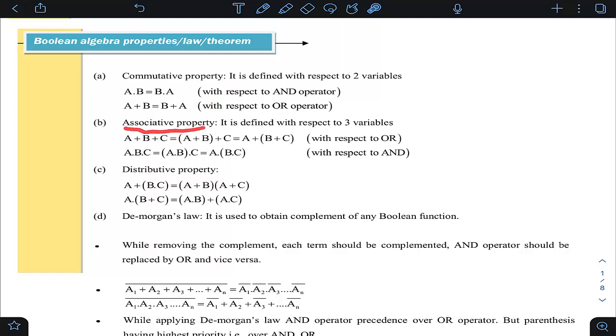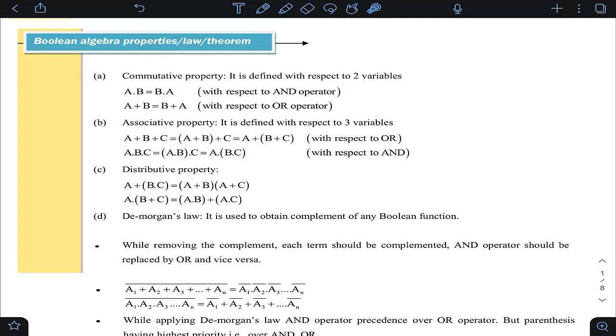Next is the associative property. Commutative property is defined with respect to two variables, students, but associative and distributive properties are defined with respect to three variables. In associative, we have two formats, one with respect to OR, one with respect to AND. So A plus B plus C is equal to A plus B plus C. You want to find the OR combination of three Boolean variables, so it doesn't matter which two you pick first. Either you can do A plus B and then with C, or first B plus C and then with A. Similarly, ABC is equivalent to AB dot C or A dot BC.